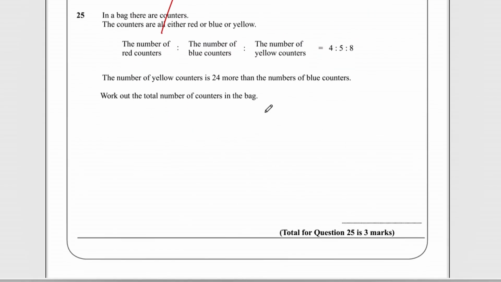Then question 5. In a bag, there are counters. They are either all red, blue, or yellow. Red to blue to yellow is this. Now, the number of yellow is 24 more than the number of blue.